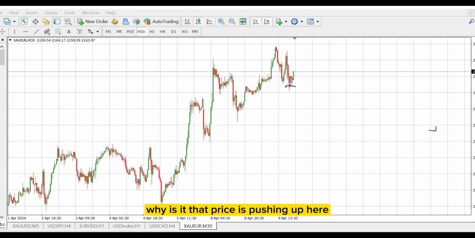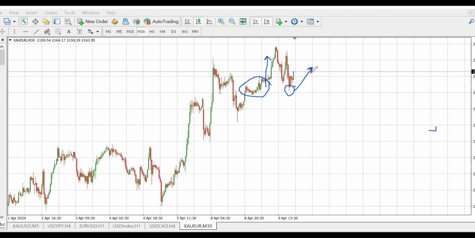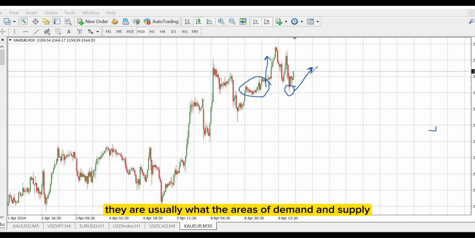Why is it that price is pushing up here? Look at this. We notice that there is the handwriting of big institutions here, because we have big expansions, and then price returned here and started pushing up. So order blocks, if we can locate them, are usually the areas of demand and supply.